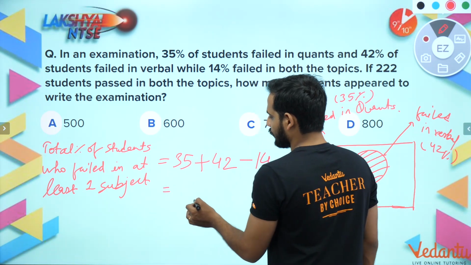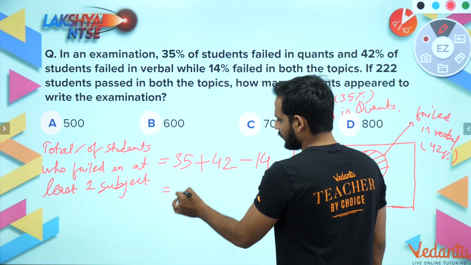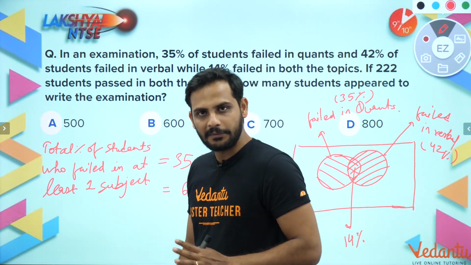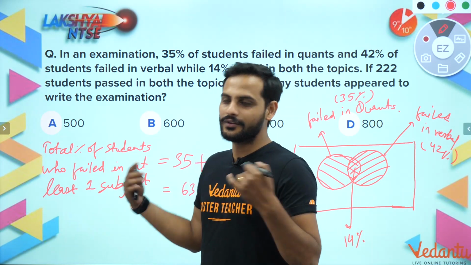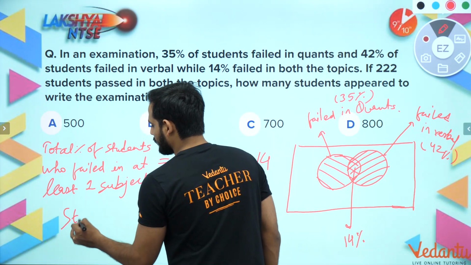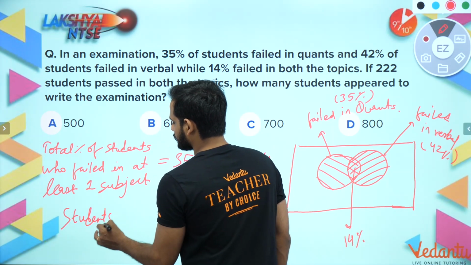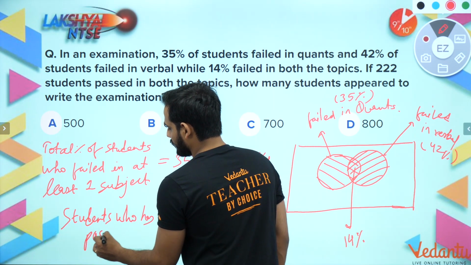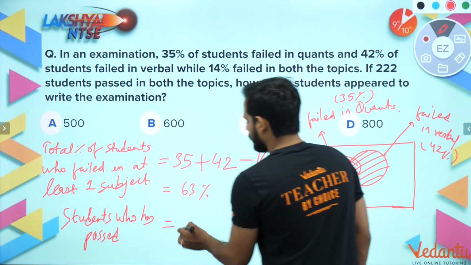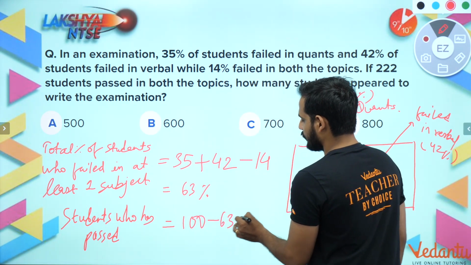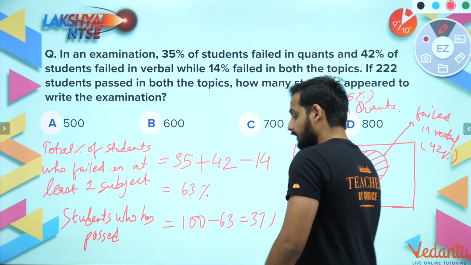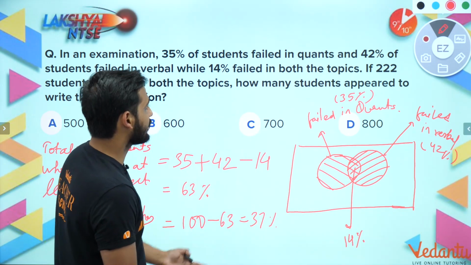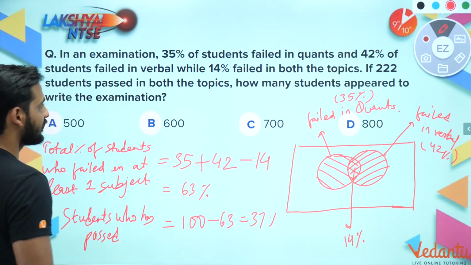So you will be getting the total 63% of the students have failed in any one subject. That means those who are left, they have passed in all the subjects. So students who have passed in both the subjects will be 100 minus 63, you will be getting 37%. 37% of the students have passed in both the subjects. So I can say 222 students passed in both the topics.